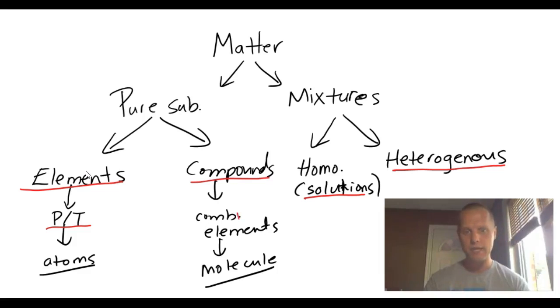Now, a compound is a combination of elements. And we know that the smallest compound that is still that compound, so if you had a sample of water, for example, the smallest thing that is still water is a molecule of water, which is a combination of elements. So let's learn a little bit more about molecules and atoms.